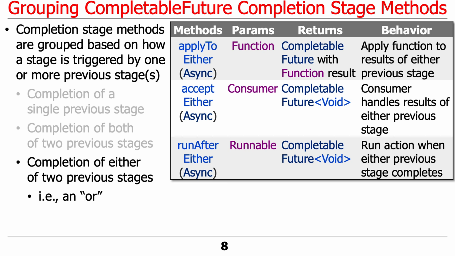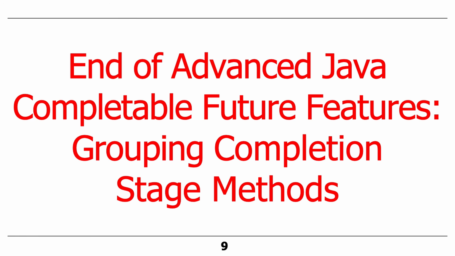So those are the main ways of grouping together completion stage methods, and we will now look at these in more detail and give some examples to show how they work.